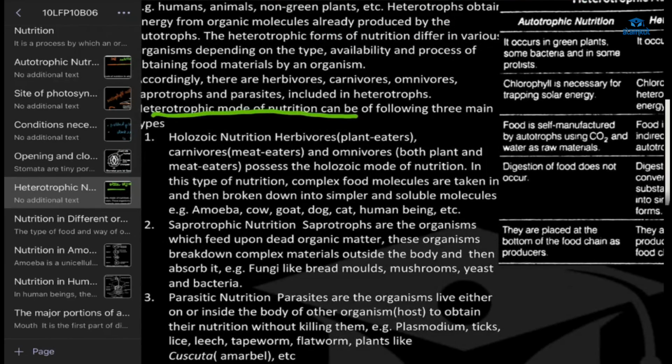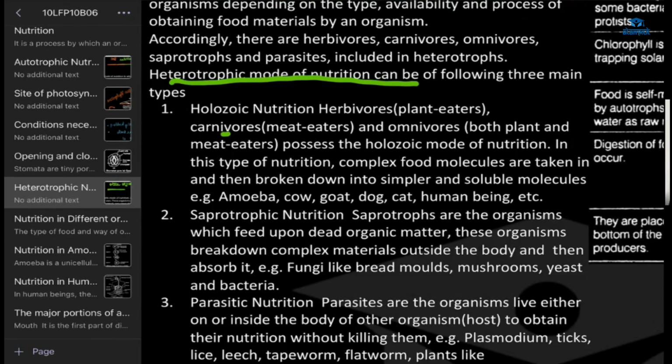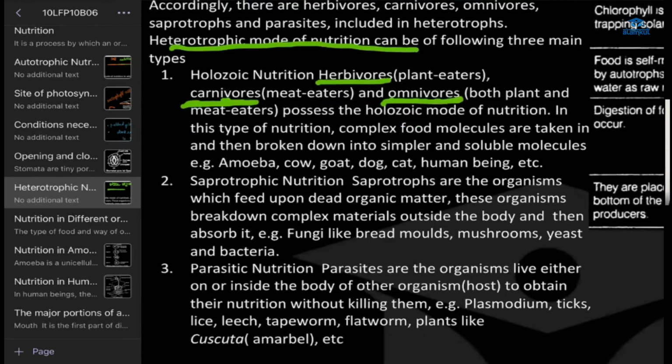In that we have three. Holozoic nutrition. First we have carnivores. I think in the lower classes you have learned about carnivores, herbivores, omnivores, right? We come under the omnivore category because we eat both plants and animals. Carnivores eat only animals, and herbivores eat only plants.